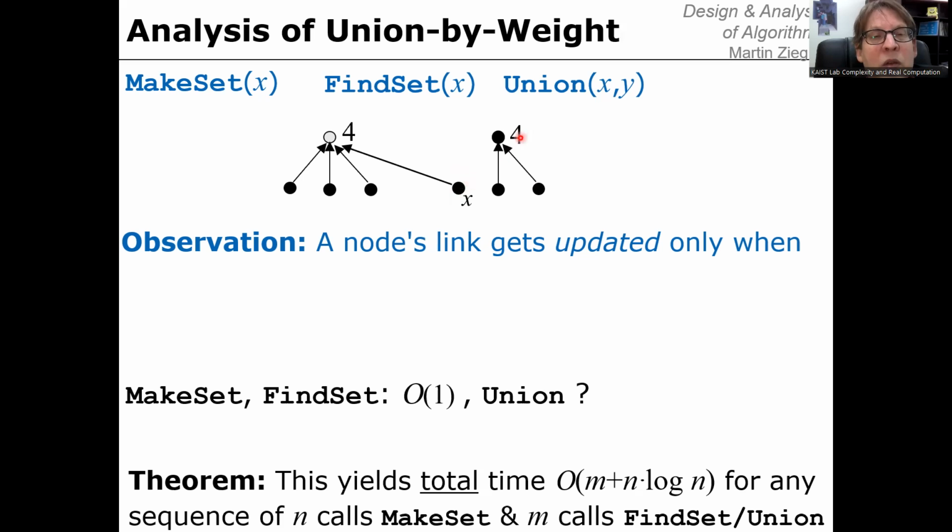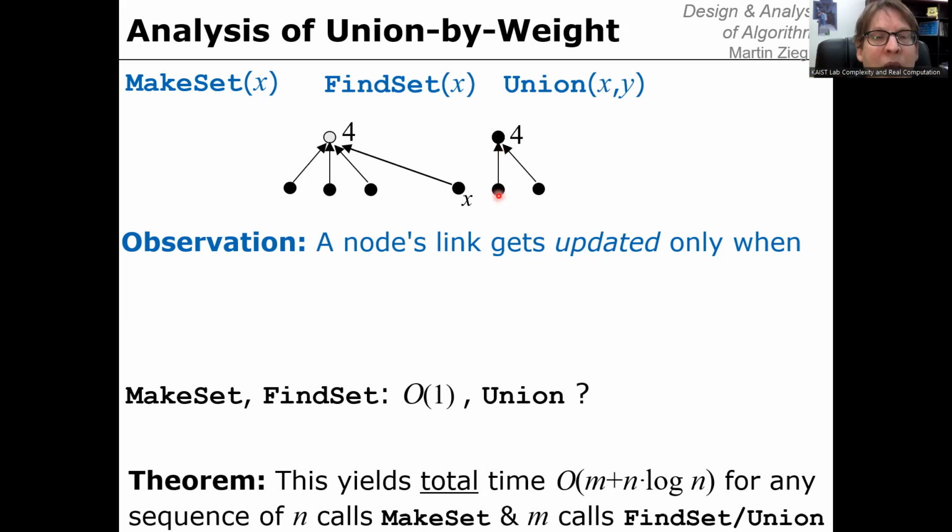So when x belongs to the set of size 4, then the pointer being updated and thus incurring computational cost can happen only when there's another set already of size 4, right? Or larger. Okay. Of course, these pointers will also be updated, but in our analysis, we take this different perspective and instead analyze not how many pointers get updated, but how often one pointer gets updated, one fixed pointer.